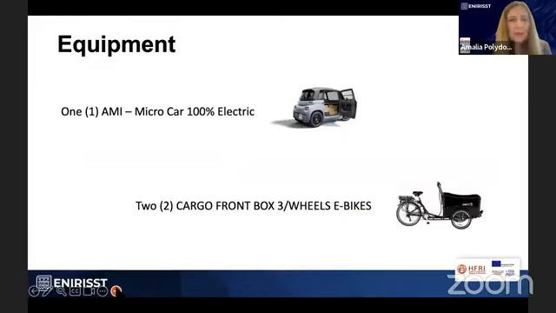This is the equipment that we have purchased, an AMI microcar, 100% electric, with the capability of carrying big packages in and out of the city, and two cargo bikes that we are providing to the companies in order to see their usage and maybe get them more prone to utilize more environmentally friendly modes of transport.